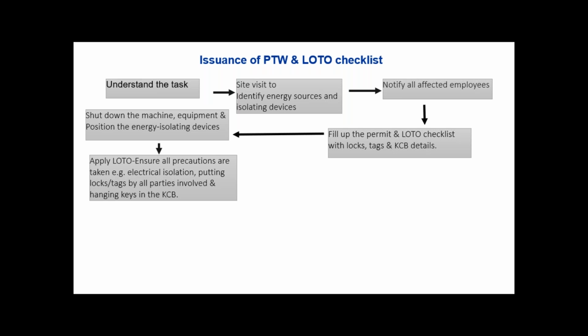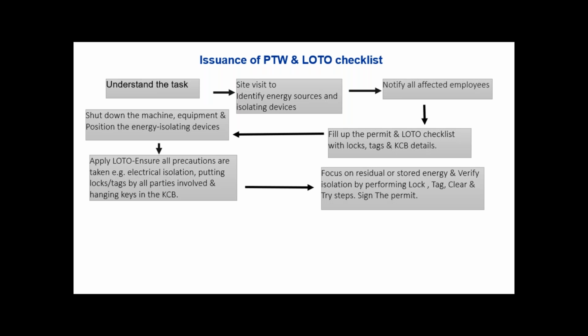Example, electrical insulation, putting locks and tags by all parties involved and hanging keys in the key circuit board, that is KCB. Then focus on residual or stored energy and verify isolation by performing the lock, tag, clear and try steps. Sign the permit, and after verifying all the isolation is done, specifically that which is related to the residual energy or which is related to the stored energy.